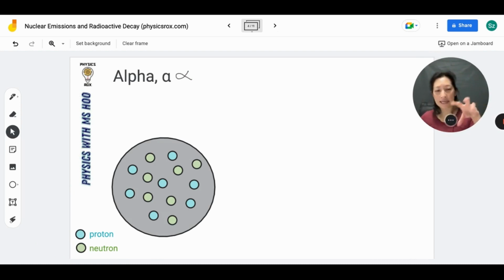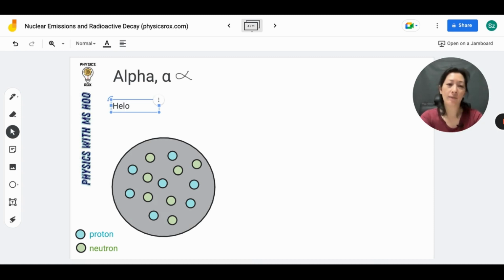So we have in this diagram here, let's say this is not a chocolate chip cookie. No, basically, let's say this is the nucleus of a radioisotope. So the black part here represents a nucleus, and inside this nucleus we have the protons, which we have marked in blue, and the neutrons, which we have marked in green. Now, what is an alpha particle? So alpha is identical to a helium nucleus.